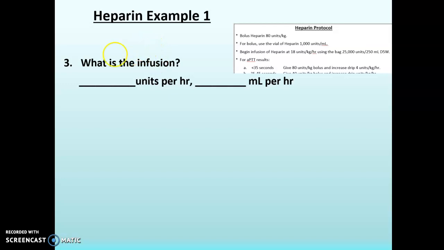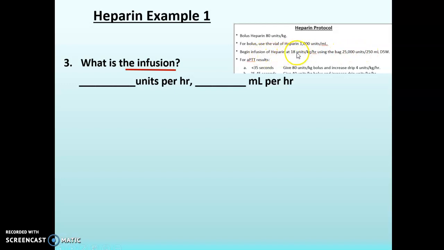Okay, so we need to figure out how many units our patient is receiving per hour, and what is that calculated as milliliter per hour. Because that's our total goal here, to figure out what we're going to set the pump for, right? So, for the infusion, be sure that you're using the third line from this protocol.